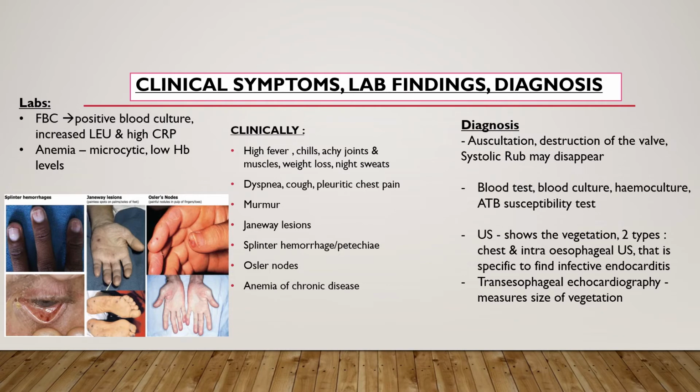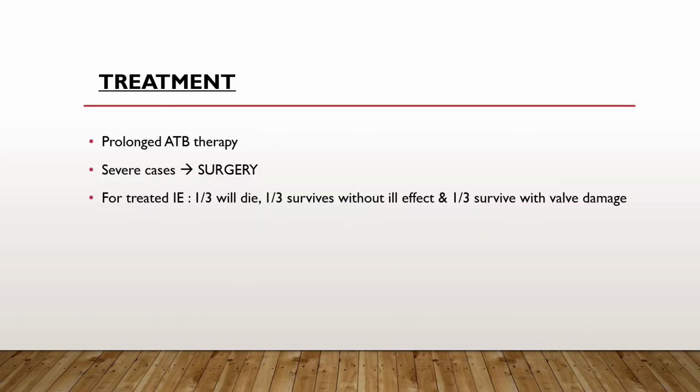the vegetation. In terms of treatment of infective endocarditis, it's very important to have prolonged antibiotics, and in severe cases, surgery might be required. For patients who are treated, only a third will die, so the mortality rate is quite high, a third will survive with ill effects, and a third survives without valve damage.